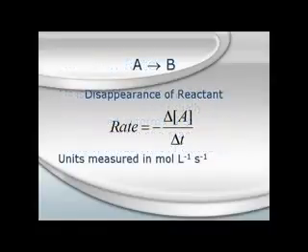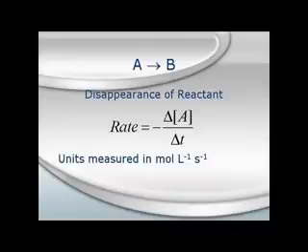Let's look at a hypothetical reaction. Here A yields B, and we're going to measure the reaction rate in terms of the disappearance of the reactant A. So our equation is that our rate is equal to the opposite of the change in the molar concentration of A divided by the change in time over which this is measured. When we do this, the units will be measured in moles per liter per second.